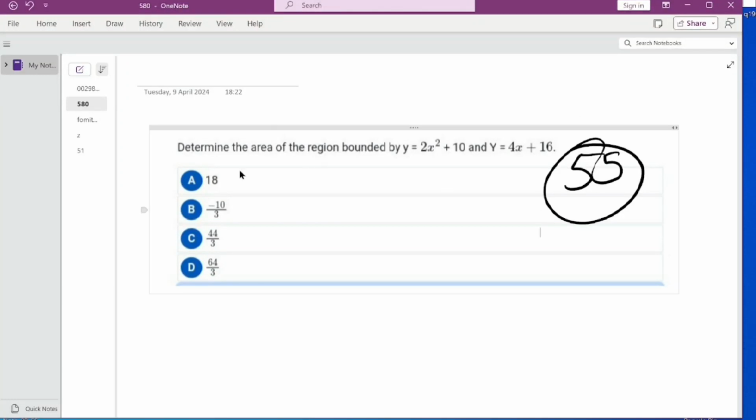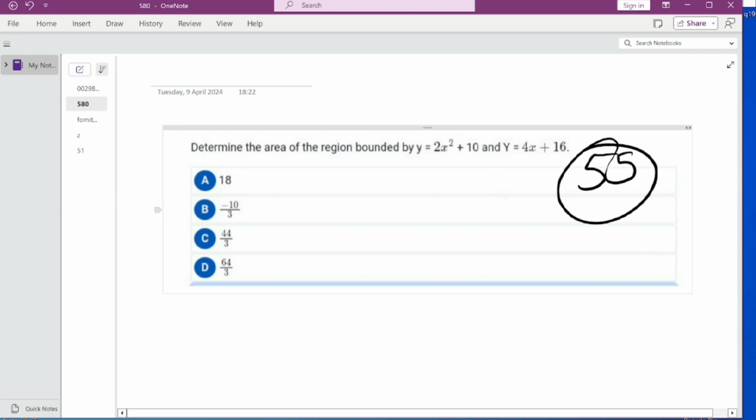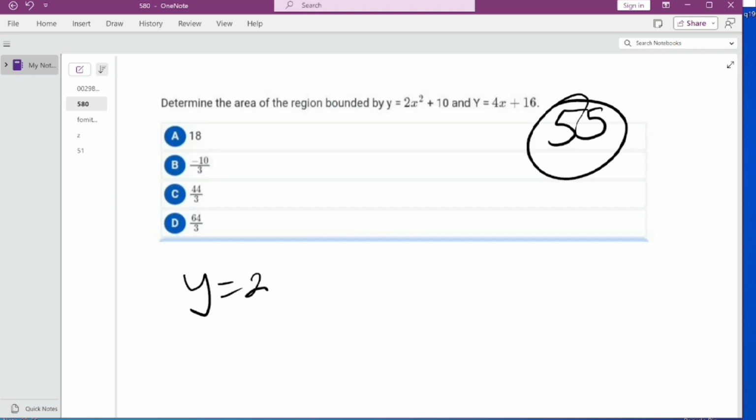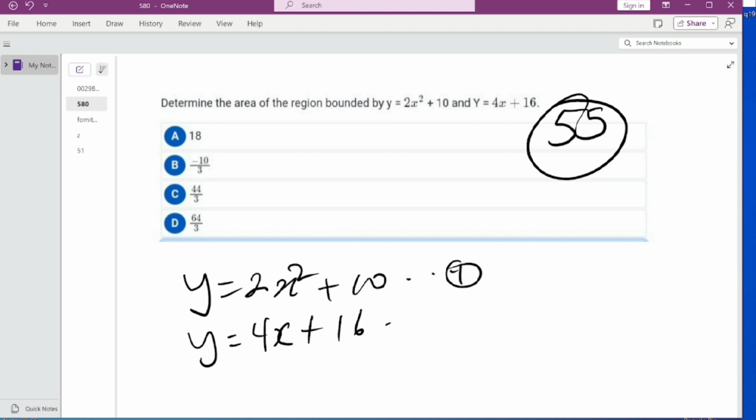Question 55 says determine the area under the region bounded by y equals 2x squared plus 10 and y equals 4x plus 16. Looking at the second equation, you know it's a line graph while this is a curve. So we're looking for the area bounded under the region. So it's like two equations. We have y equals 2x squared plus 10 as equation 1 and y equals 4x plus 16 as equation 2.